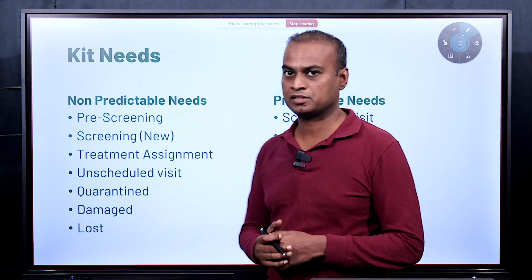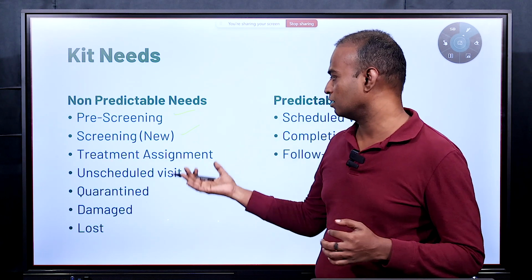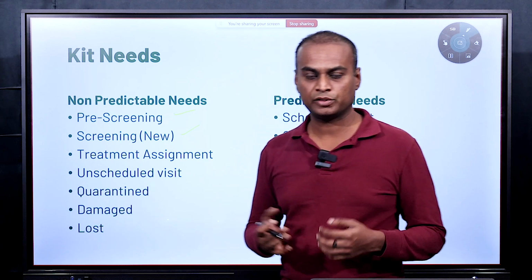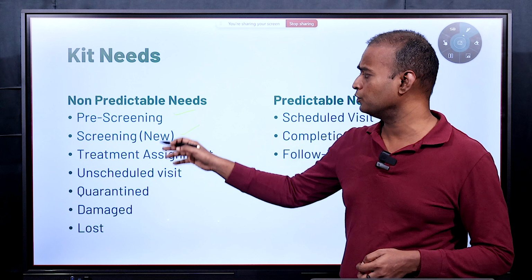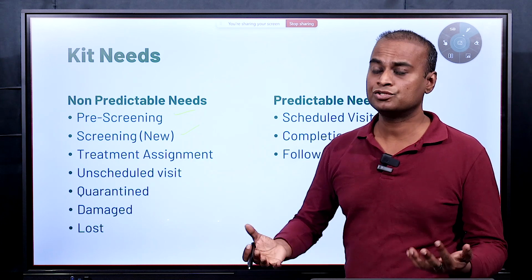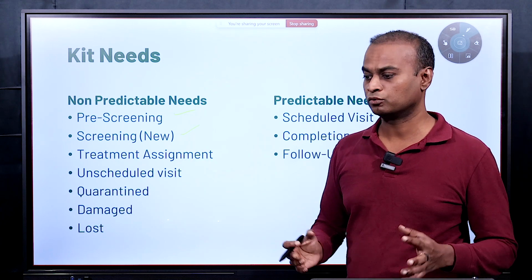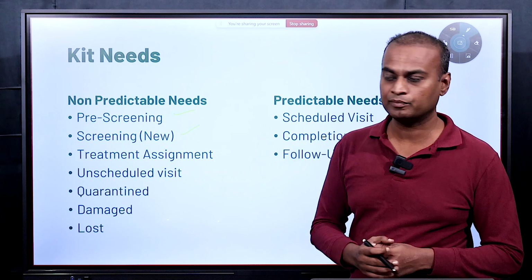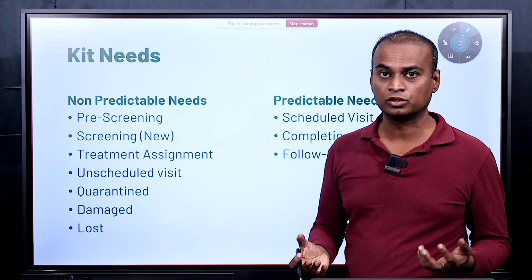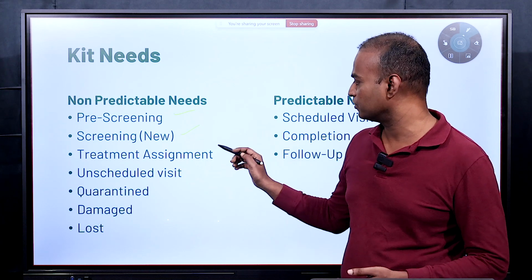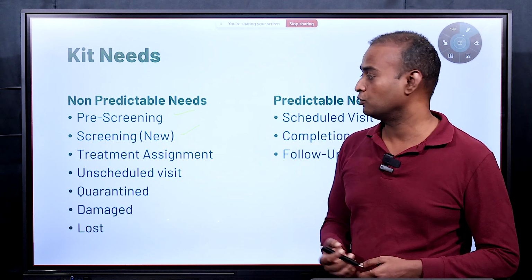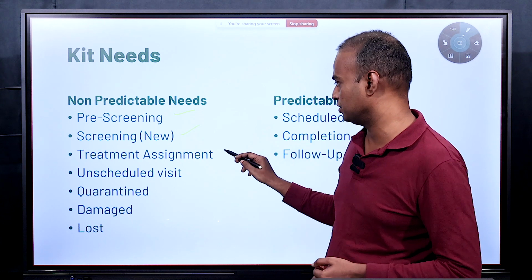Next one is treatment assignment. These are different confusions here, right? When you assign the treatment, it can be enrollment or randomization. So you will have a date, but to which treatment the patient goes, you don't know. Whether he goes to active treatment or a placebo treatment, you don't know. That's the reason you cannot predict the needs at the site for treatment assignment, whether it is enrollment or randomization.